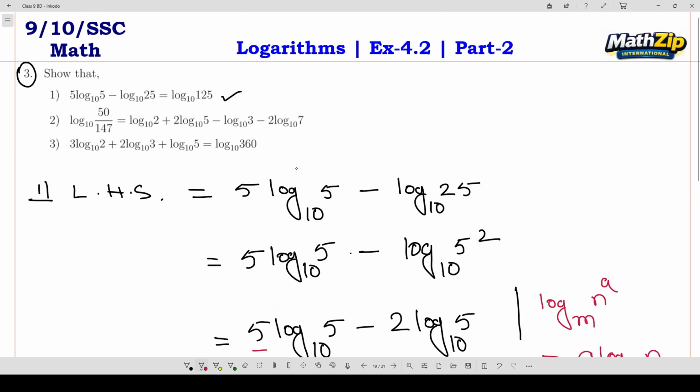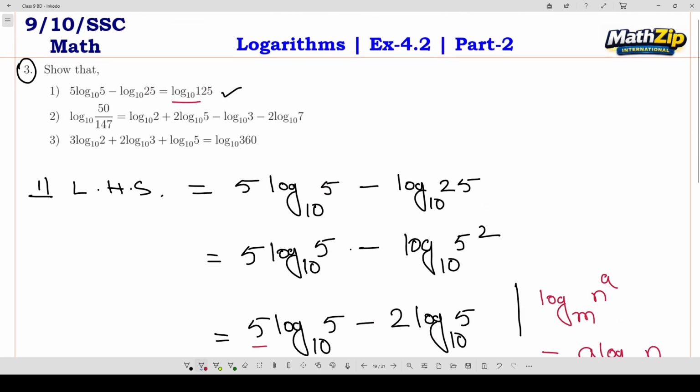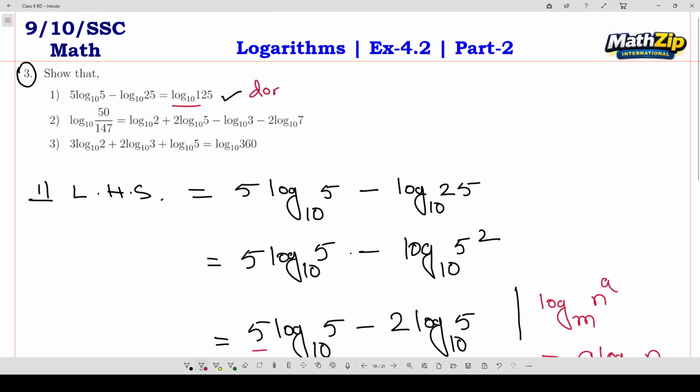Look, in the first question we have to prove log 10 base 125 and this one is in here. So first question answer, left hand side equals right hand side. So short. So first question done. If you have any question, please write a line in the comment section.